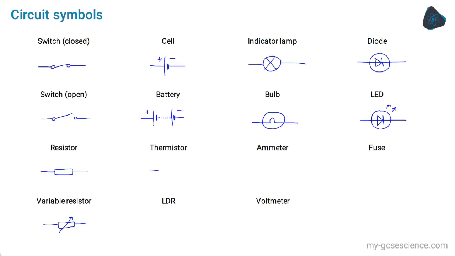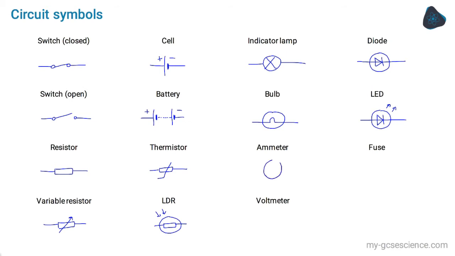A thermistor is a resistor whose value changes with temperature, which makes this component very useful in temperature sensing circuits. And the last of the resistors we're going to look at here is the LDR, or light dependent resistor. Now, as the name suggests, the resistance of this component changes with brightness.